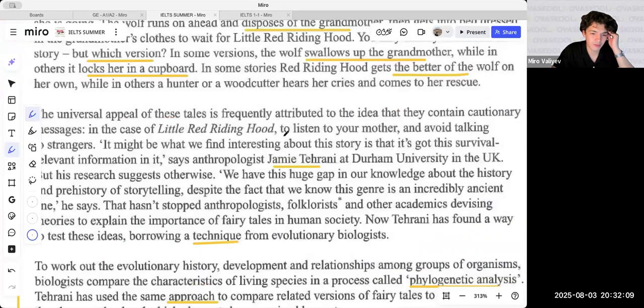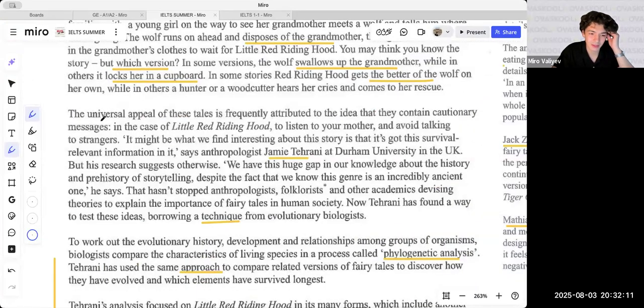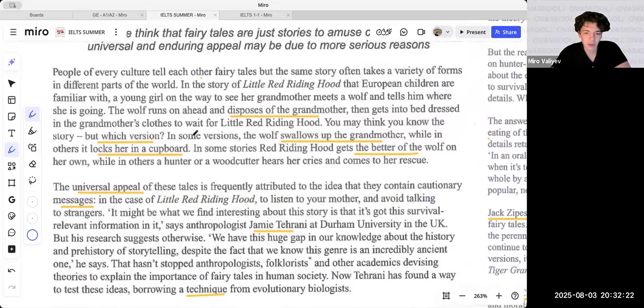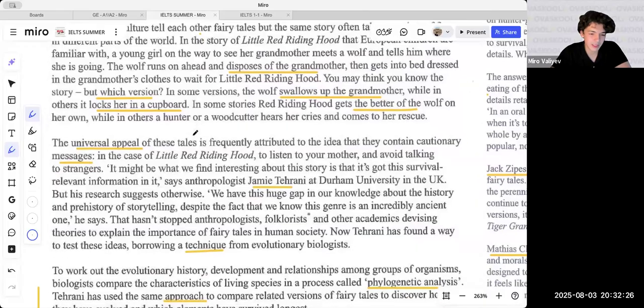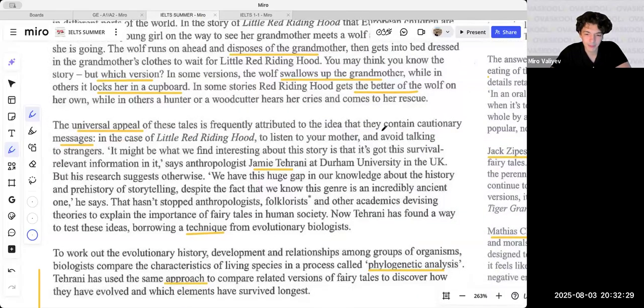Then, the universal appeal of these tales is frequently attributed to the idea that they contain a cautionary message. I think I missed something, but we'll get there. They contain a cautionary message, in the case of Little Red Riding Hood, to listen to your grandmother and avoid talking to strangers. So that's a cautionary message, right?